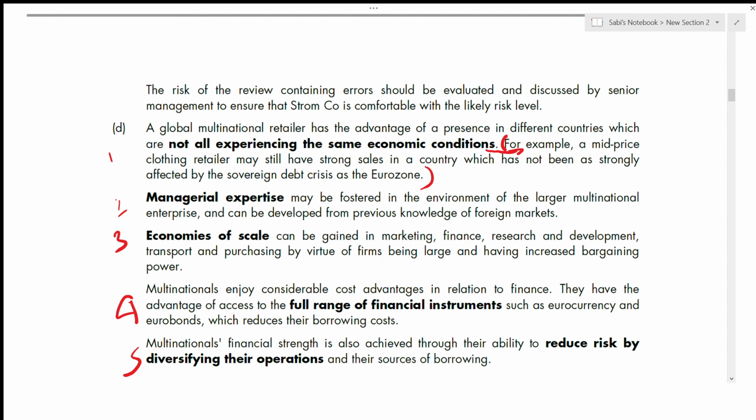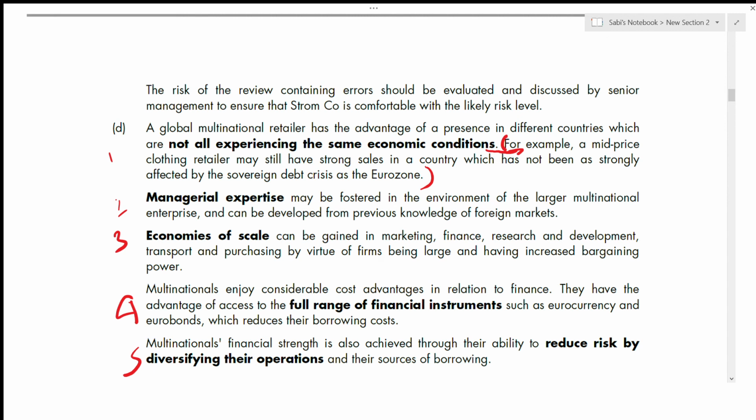Now they are linking it to the Strom Zone company, right? Strom Zone company is a mid-price clothing retailer. That's why they said, for example, a mid-price clothing retailer may still have strong sales in a country which has not been as strongly affected by the sovereign debt crisis as the Eurozone, right? From the case study you are picking this; you are not saying it from your own knowledge. Because currently the company is facing a crisis, is having an issue because it is in one country and it has been affected negatively. But if it's in many different countries, it will not be affected so badly.